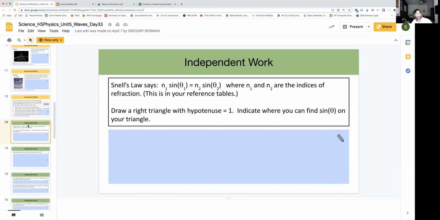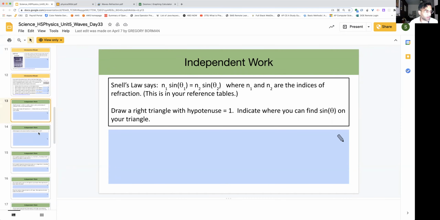times the sine of the angle that the light makes between the normal and its ray. That should be equal to the index of the new material that light is traveling into times the sine of the angle of the refracted ray. And that angle again is made between a normal, an invisible perpendicular line to the surface, and the refracted ray. Okay, this will make a lot more sense once we take a look at a picture.